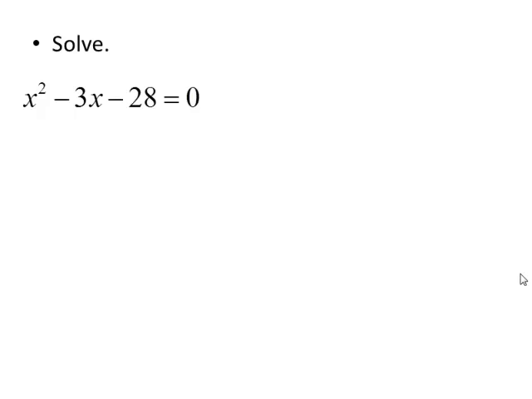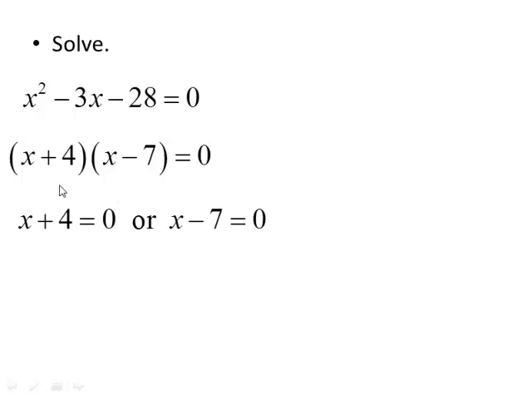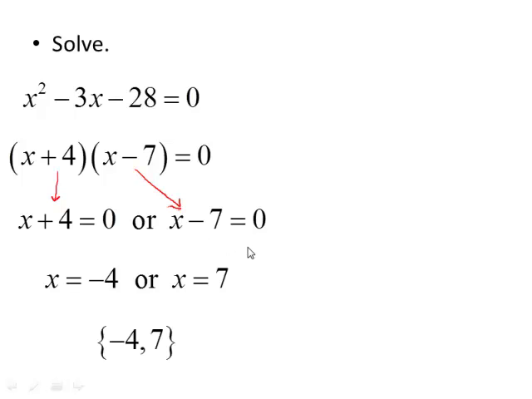This trinomial will factor to be x plus 4 times x minus 7. Since that product is equal to 0, I know that one of the factors has to be 0. So I separate this into 2 separate linear equations, which I solve. The 2 solutions, I'm going to subtract 4 in the first equation and add 7 in the second. So x equals negative 4 or x equals 7, and that's my solution set.